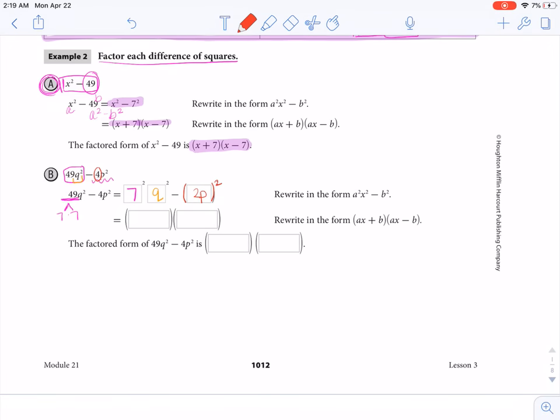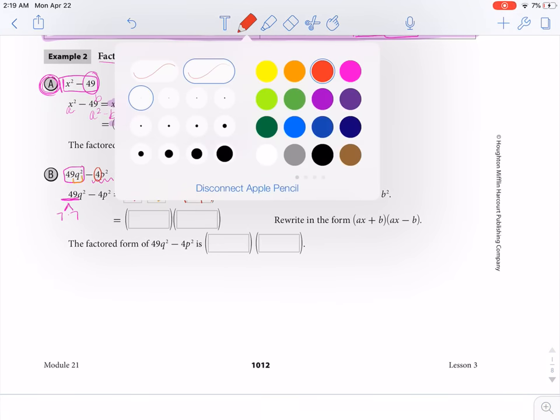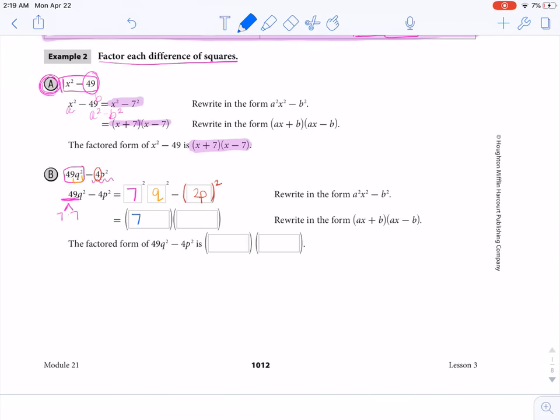If I actually work that out, let me go ahead and switch colors here, I should get 7q and 7q, minus 2p, plus 2p. So the factored form of 49q squared minus 4p squared is 7q minus 2p and 7q plus 2p. The book does it a little bit differently.